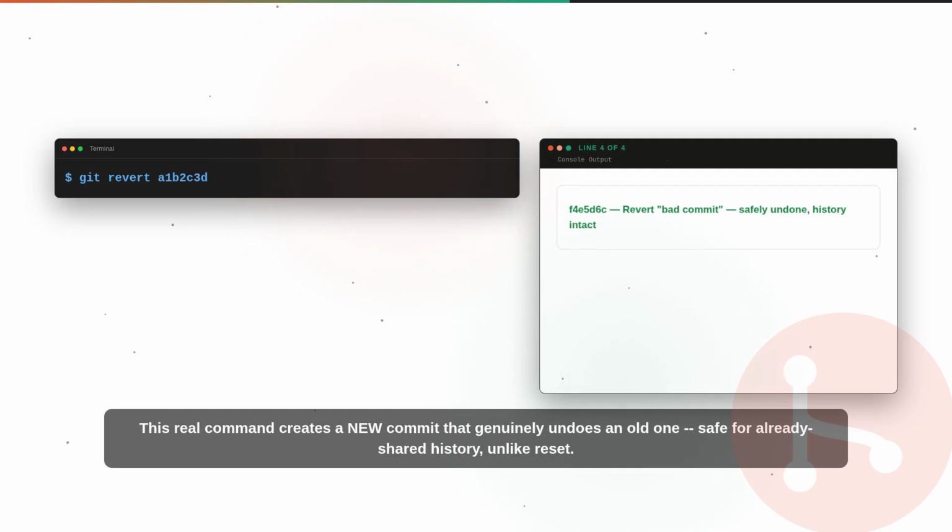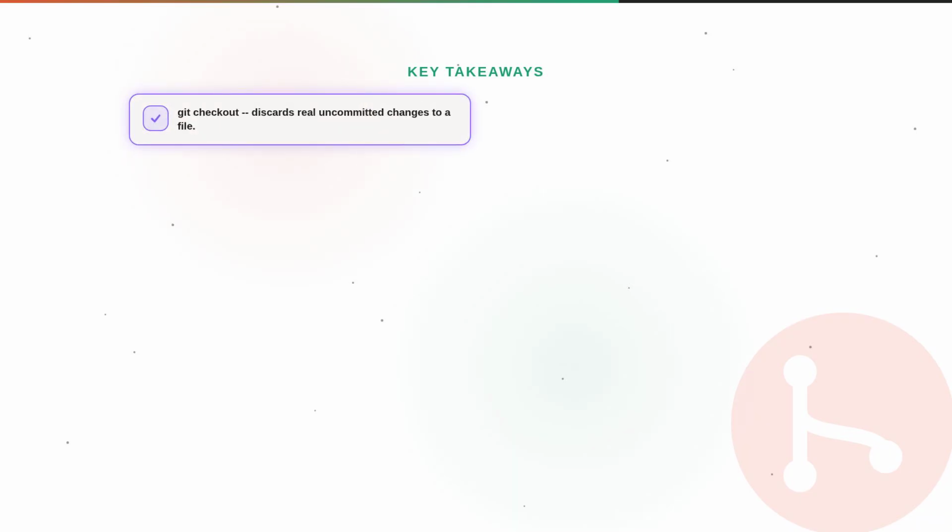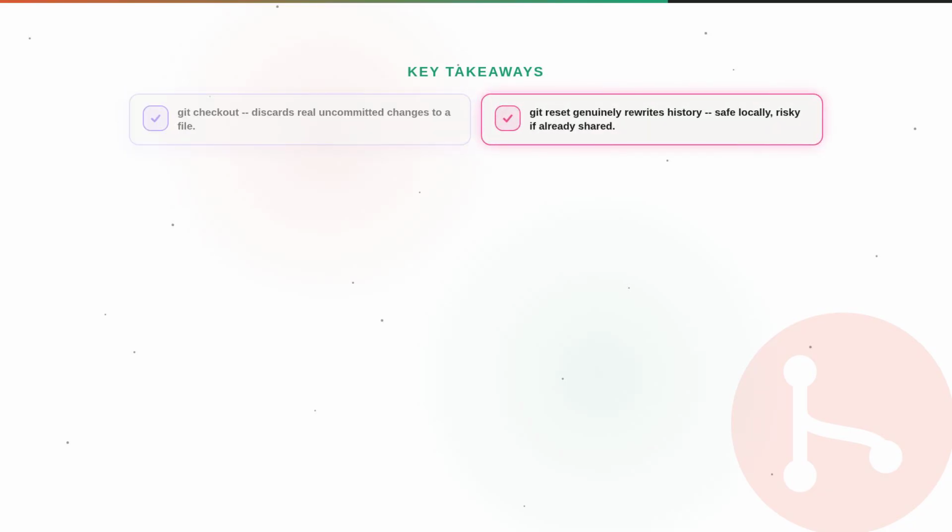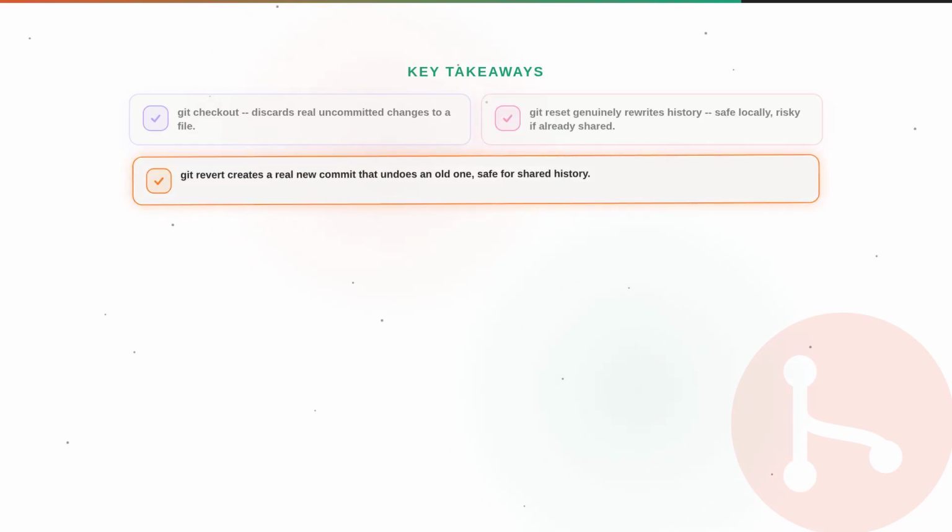shared history, unlike reset. Git checkout discards real uncommitted changes to a file. Git reset genuinely rewrites history, safe locally, risky if already shared. Git revert creates a real new commit that undoes an old one, safe for shared history.